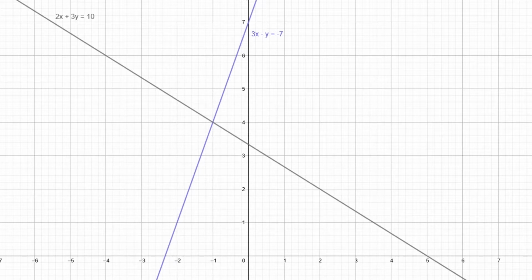And again, we can see this graphically. If we draw straight lines corresponding to those two equations, then their intersection point will be the point which is a solution to the simultaneous equations, which in this case is the point negative 1, 4: x is negative 1, y is 4.